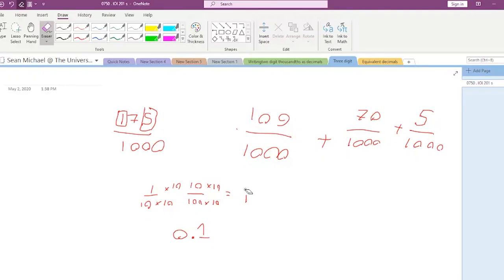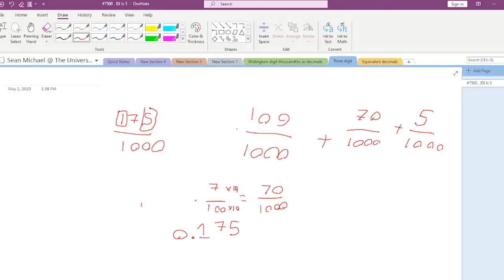Okay, so we have 70 over 1,000. What is that in hundredths? We would say that's equal to 7 hundredths, right? Because times 10 times 10, and so we can put 7 in the hundredths slot. And with the 5, we know that's the remaining thousandths, so that would be 175 thousandths.